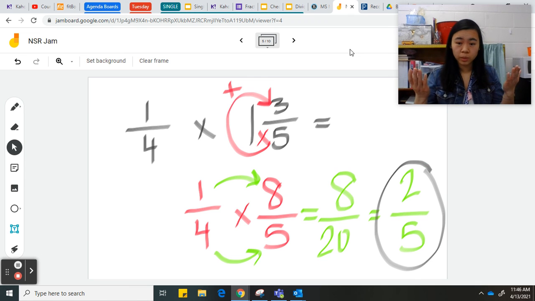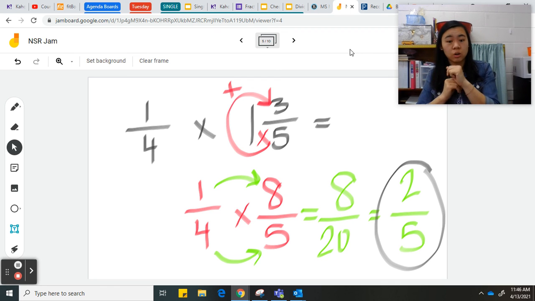Okay, that's it. So multiplying fractions, if you have a mixed number, change it to an improper fraction by doing the around the world, and then just multiply straight across. Remember to simplify your answer or rewrite it as a mixed number.